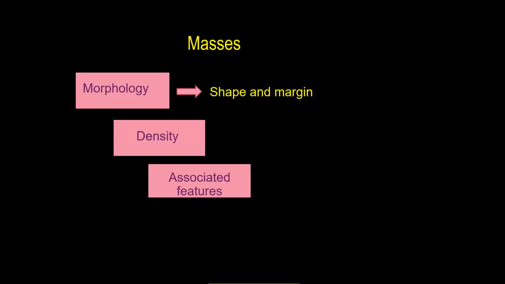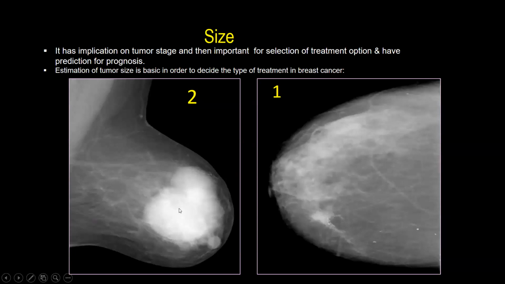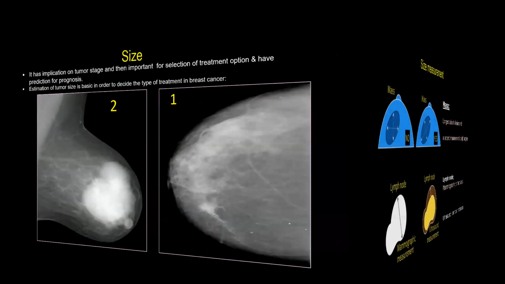Okay, so let us go for the size. If we look here, this is cancer and this is cancer. So cancer can be small, can be large. The size is not a predictor for malignancy, but it is a prognostic factor. The estimation is basic in order to decide the type of treatment for breast cancer.